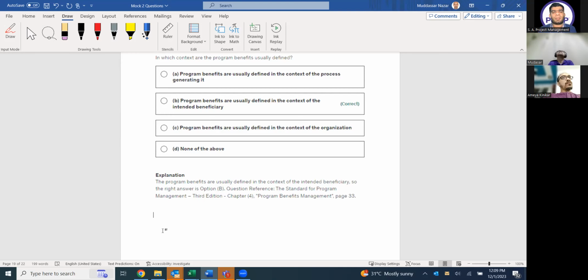You're right. If it had to be intended for the organization, I would never start a program, because here is the organization, here are my programs. All the benefits cannot be defined for the organization. Organization always wants 100% profit. So why will every program be different? Because it will be defined in the context of the intended beneficiary.